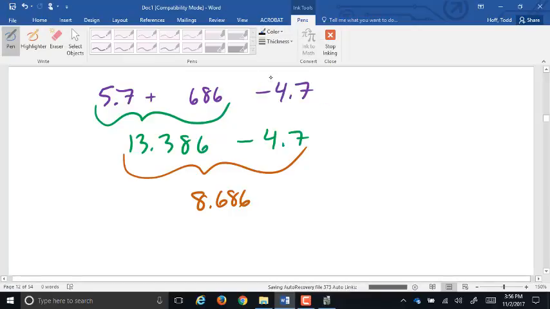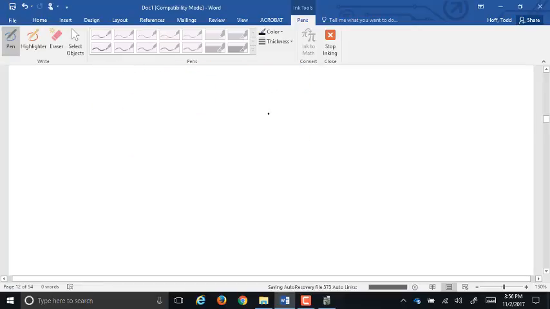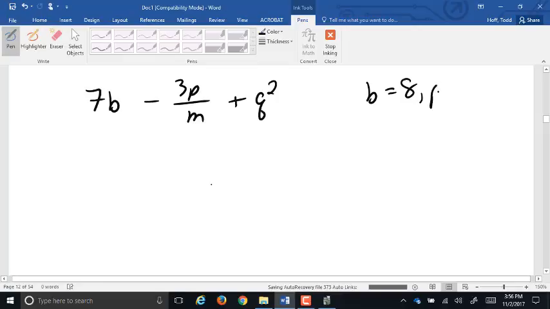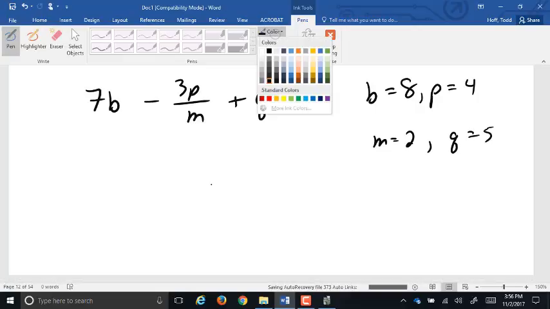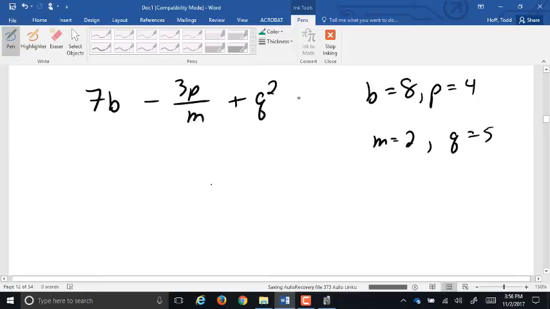Well, our next logical step with this is to move on to expressions. We've had expressions like 7b minus 3p over m plus q squared. And we've evaluated them for things like b equals 8, p equals 4, m equals 2, and q equals 5. How did we handle that? What did we do there?